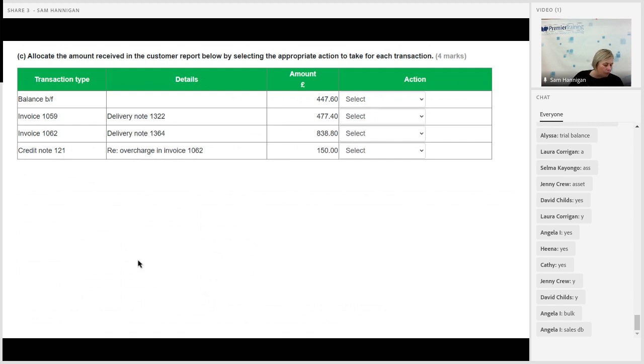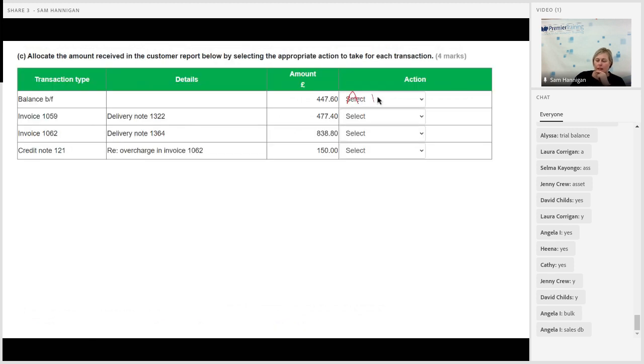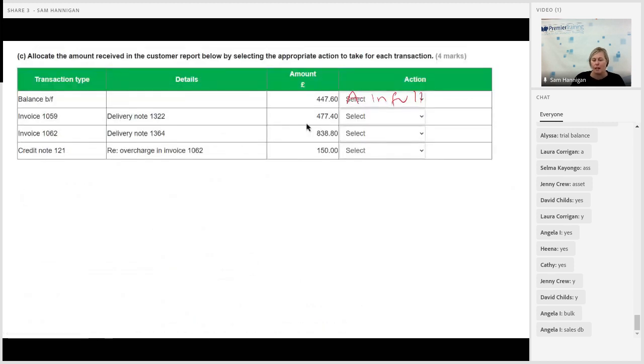Okay. So you've got an opening balance of 44760, which is the two added together. So you're going to allocate in full. Invoice number 1059 is, and you have to be careful with this, 47440. They've got here 477.40. So you're going to part allocate.